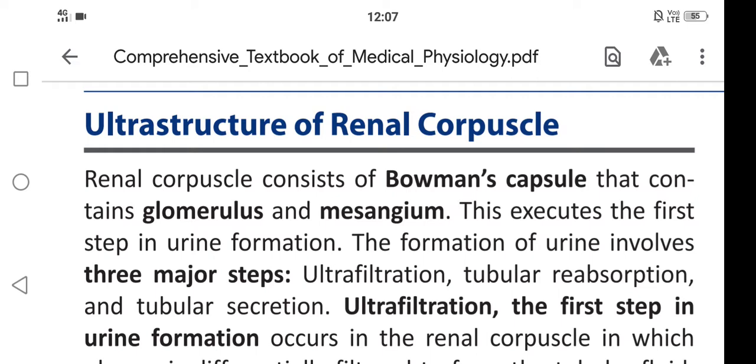Okay, today we are going to learn about the ultrastructure of renal corpuscle. Renal corpuscle consists of Bowman's capsule that contains the glomerulus and mesangium. This renal corpuscle executes the first step in urine formation.